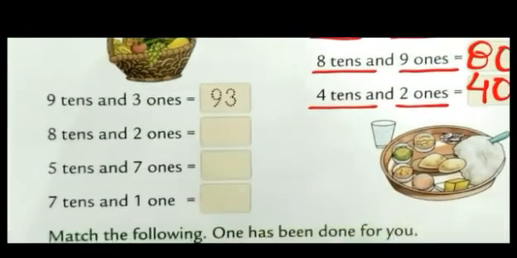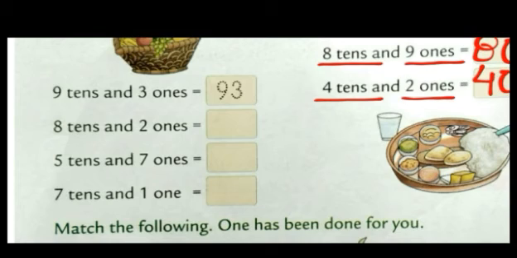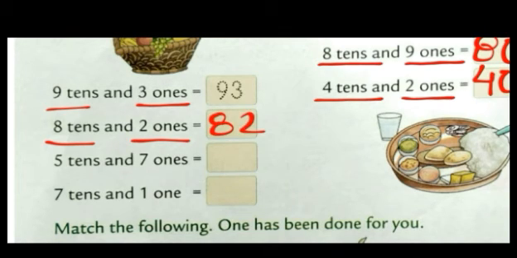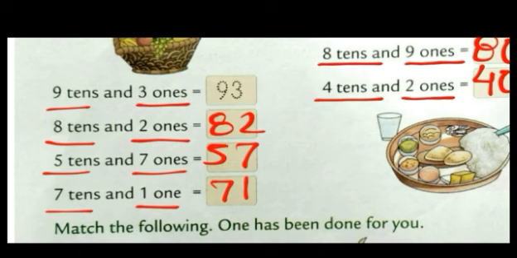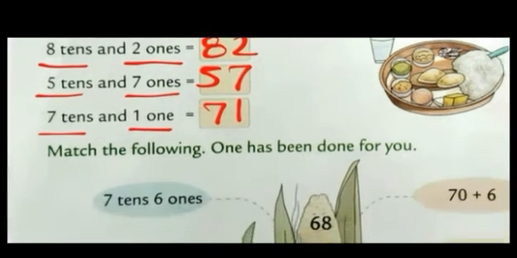Okay. Now see this one, 9 tens and 3 ones. This type of questions can also come in the exam. Okay. What is 9 tens and 3 ones together called? 93. Same way, 8 tens and 2 ones. How do we read it? 82. Okay. 5 tens and 7 ones. How do we read it together? 57. And 7 tens and 1 in ones. How do we read it? 71.